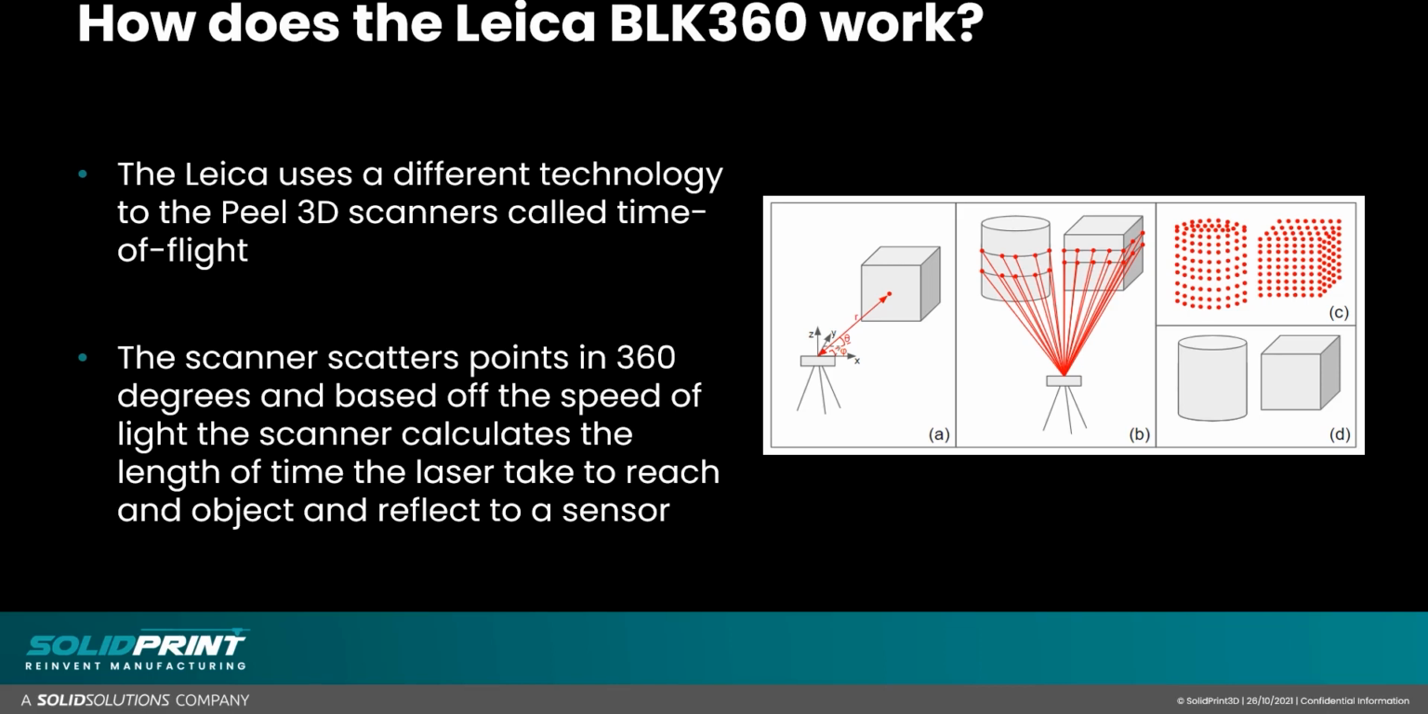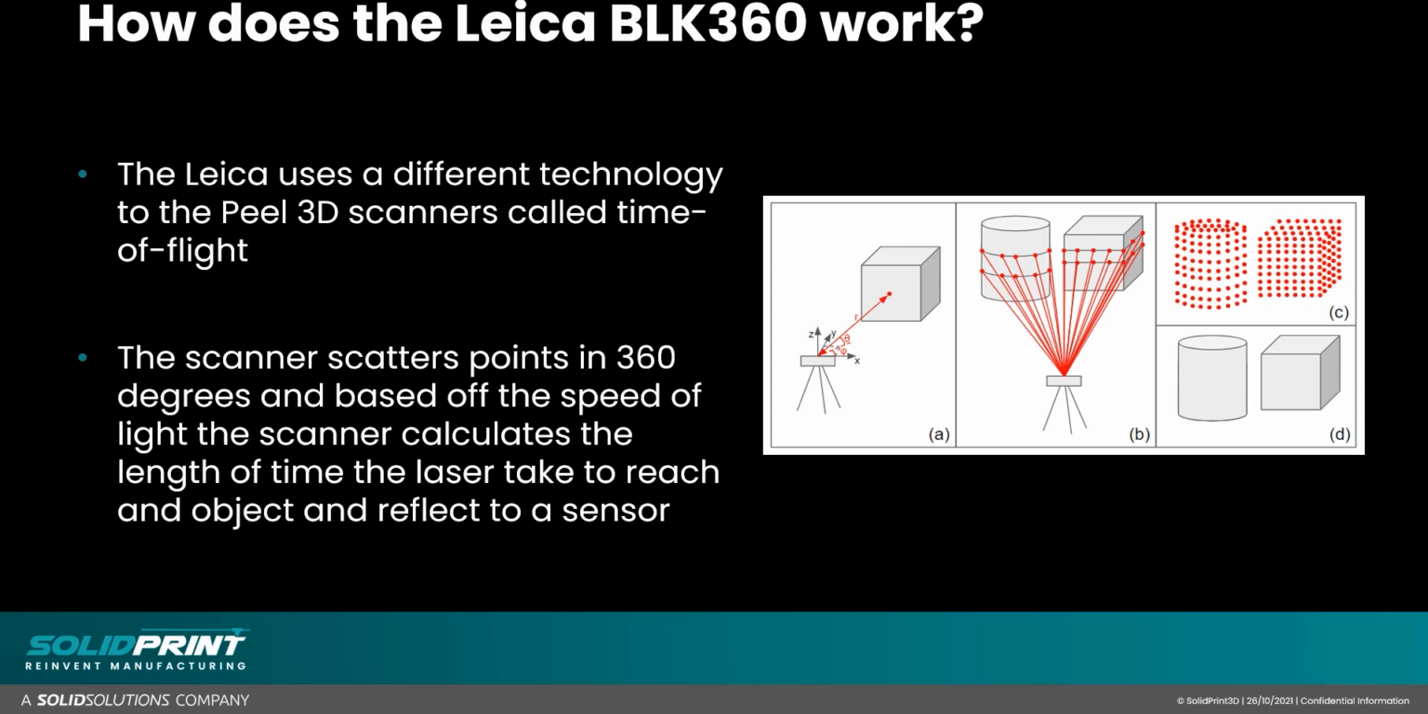So the Leica uses a slightly different technology to the Peel 3D scanners, and this technology is commonly referred to as time of flight. Unlike the Peel scanners, the Leica actually stays in a static position rather than moving about the object. So the Leica is actually positioned in various different locations of the environment that you're wanting to capture.